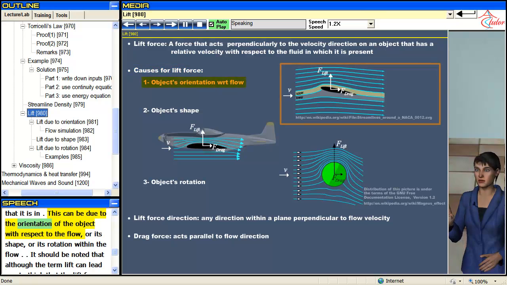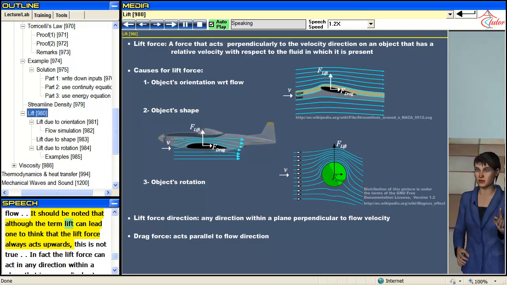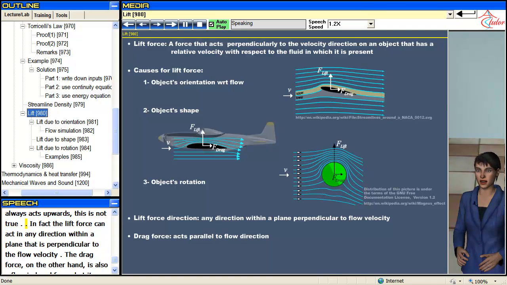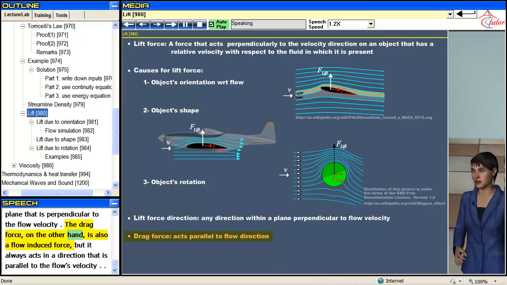This can be due to the orientation of the object with respect to the flow, or its shape, or its rotation within the flow. It should be noted that although the term lift can lead one to think that the lift force always acts upwards, this is not true. In fact, the lift force can act in any direction within a plane that is perpendicular to the flow velocity. The drag force, on the other hand, is also a flow-induced force, but it always acts in a direction that is parallel to the flow's velocity.